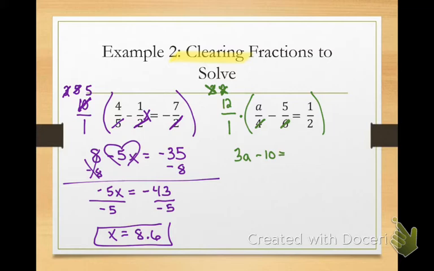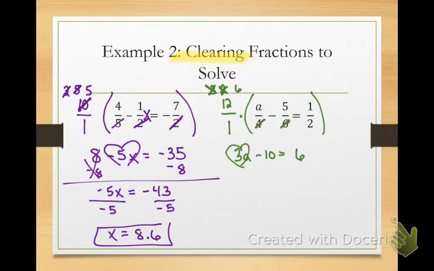Okay, I want you to try to figure out what goes after the equal sign. Okay, did you get 6? All right, because the 12 cross reduced to a 6, and 6 times 1 is 6. All right, where does my heart go, guys? 3A. 3A.